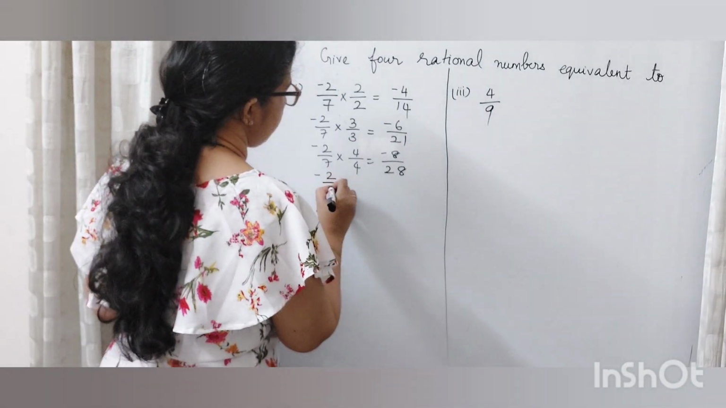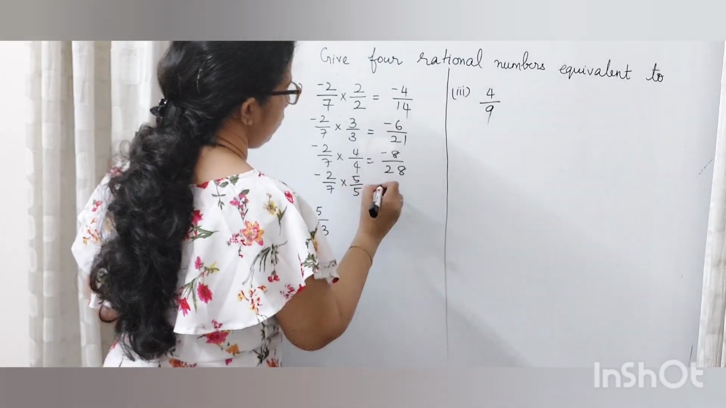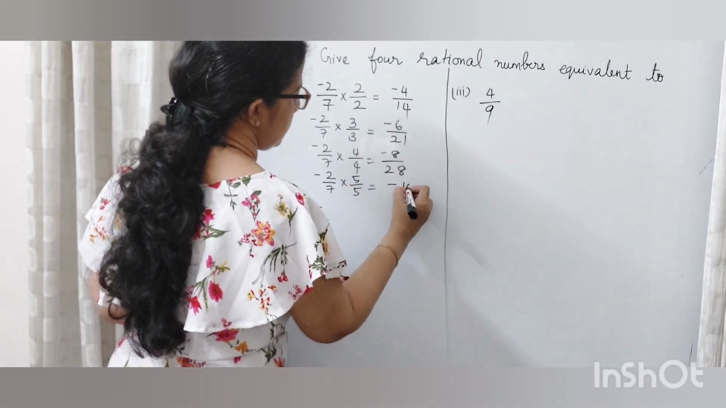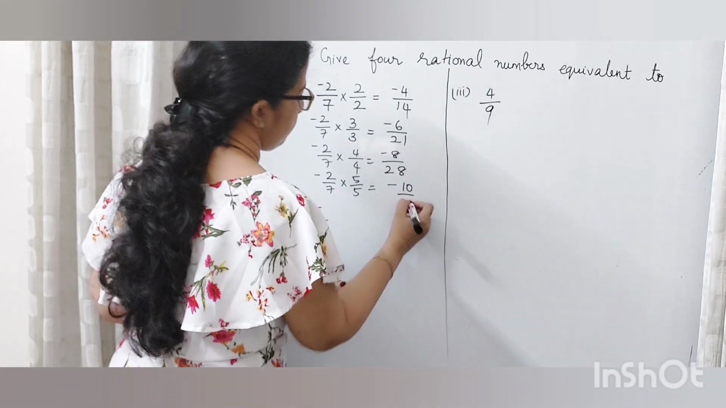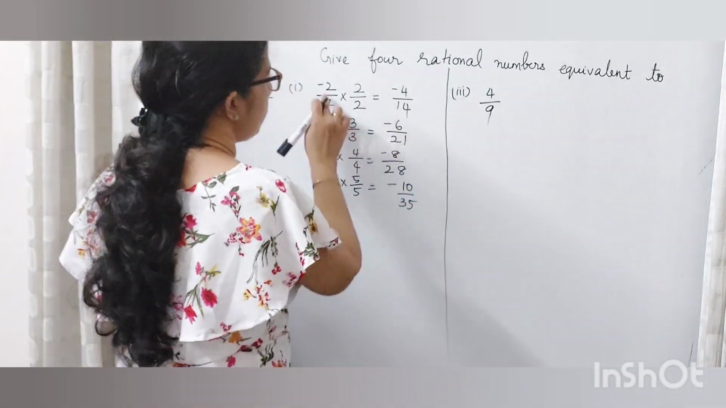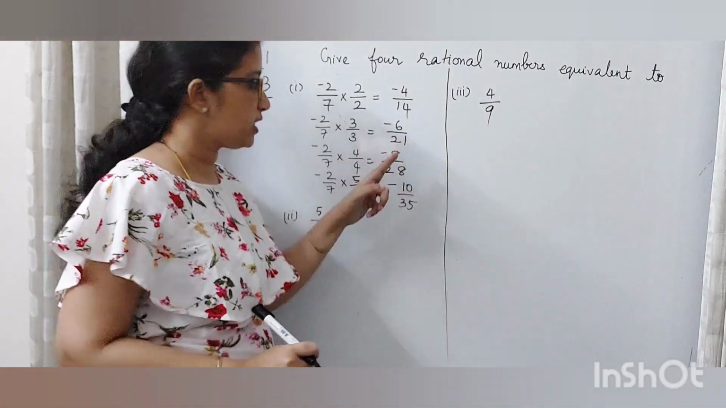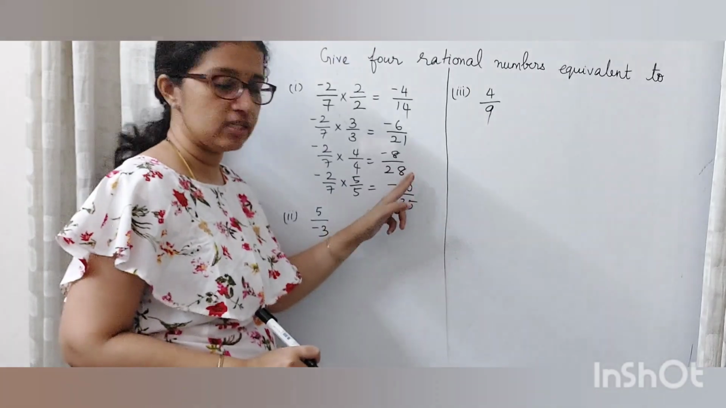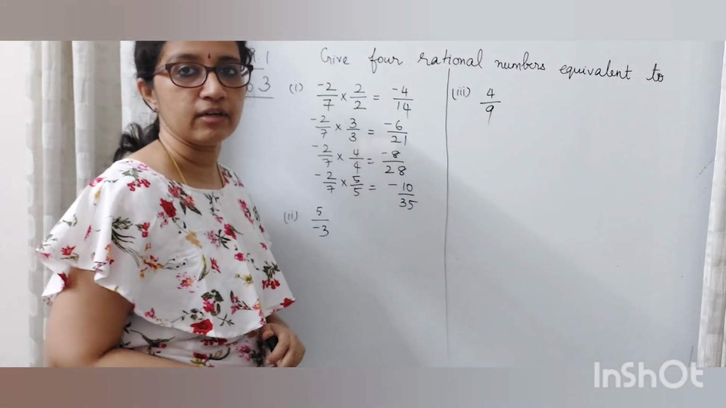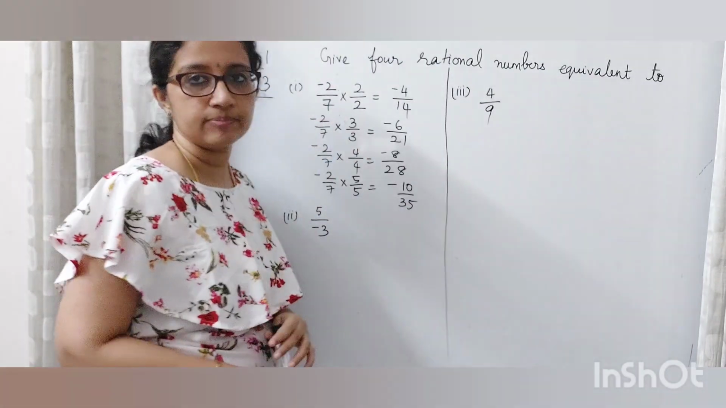Again, minus 2 by 7 into 5 by 5, if we do, what will you get? Minus 10 by 35. Okay. So these 4 are equivalent to minus 2 by 7: minus 4 by 14, minus 6 by 21, minus 8 by 28, minus 10 by 35. All these are equivalent to minus 2 by 7.